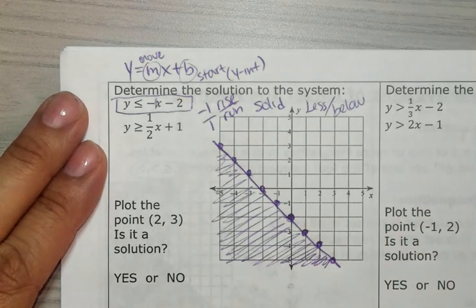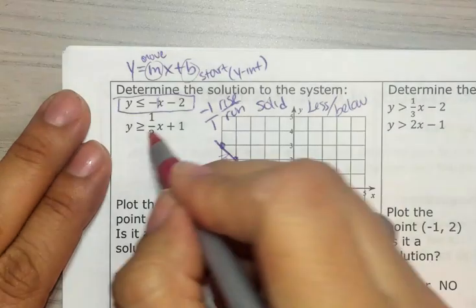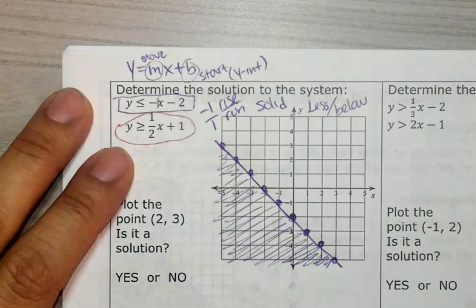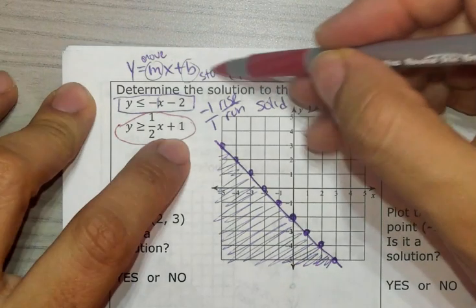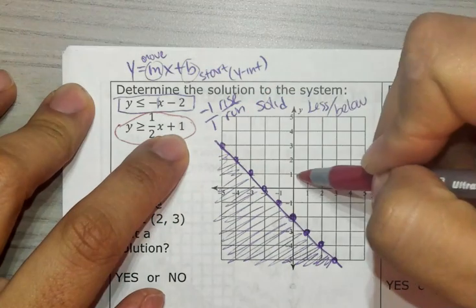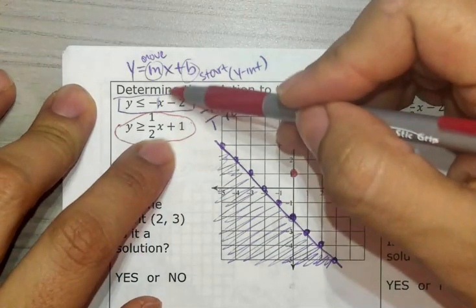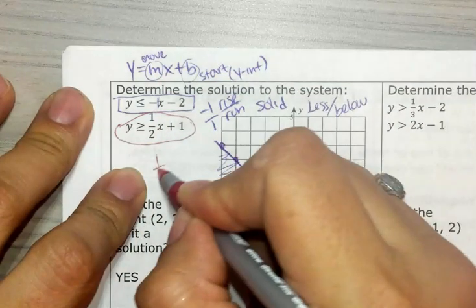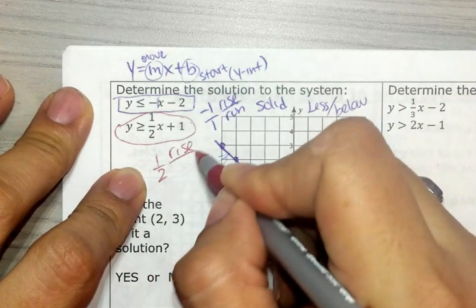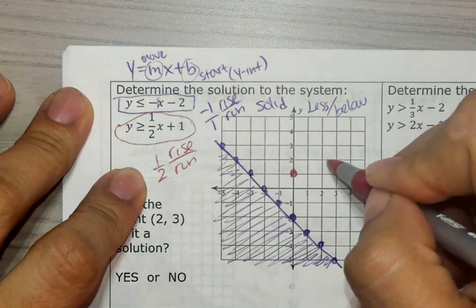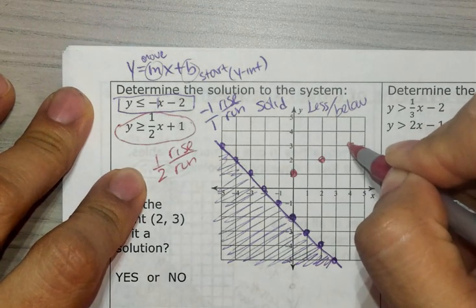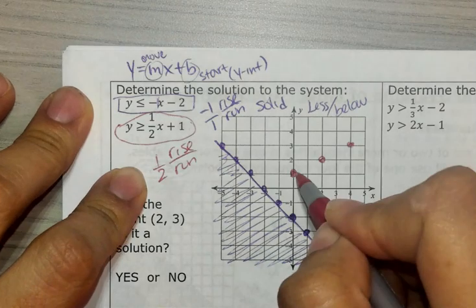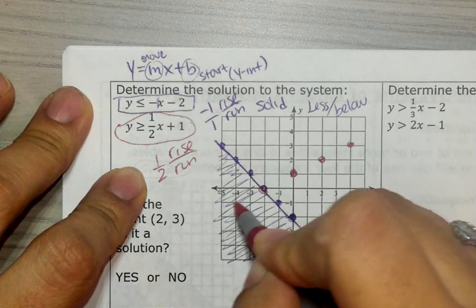Okay. Next, let's graph the other one, repeating the same steps. We're going to start with the y-intercept, the b-value, which is positive 1. We're going to move following the slope, which is 1 over 2. So rise 1, run 2. Rise 1, run 2. Run out of space, so go backwards, down 1, left 2, down 1, left 2.